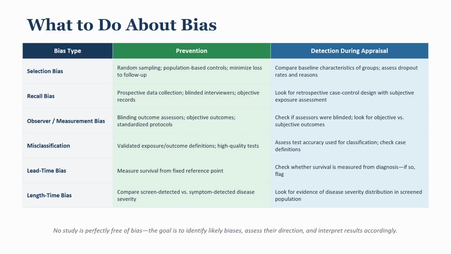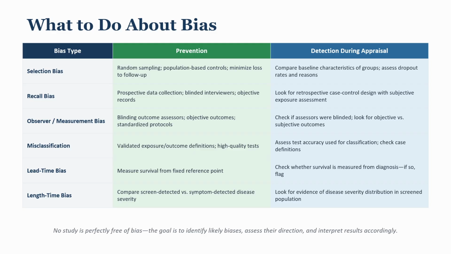Now, let's be practical about what you can actually do about bias, both when designing studies and when reading them. For selection bias, prevention requires thinking carefully about how animals are selected into and out of the study before data collection begins. Using population-based sampling rather than convenience samples, selecting controls from the same population that produced the cases, and minimizing and carefully documenting loss to follow-up are the primary tools.